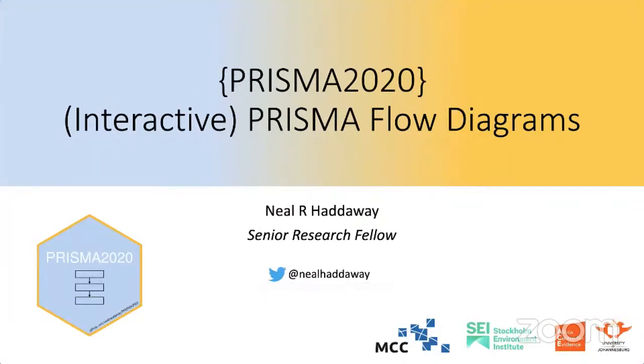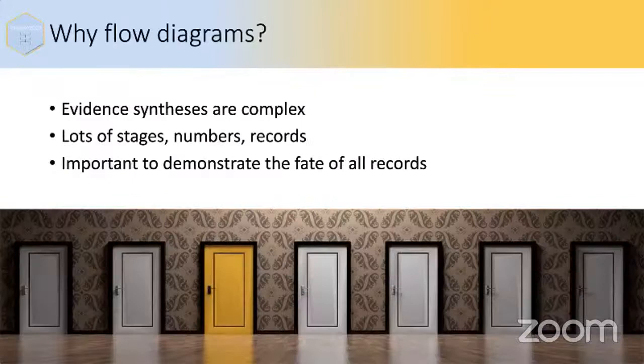I'm going to introduce to you today the PRISMA 2020 R package for producing flow diagrams that have the possibility to be interactive. So why are flow diagrams important for evidence syntheses? Well, they often deal with very complex sets of data, lots of methodological stages, many different numbers from different places, and lots of different records, sometimes tens of thousands or more. And it's important to be able to keep track of all of those records. Flow diagrams do that very nicely.